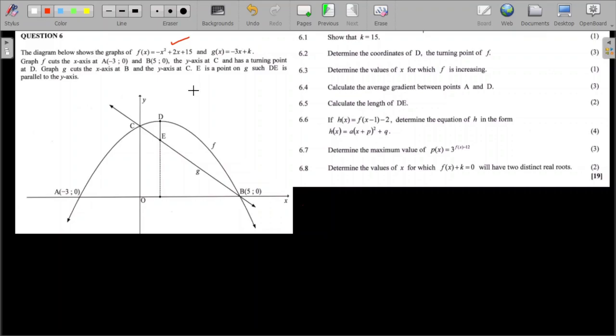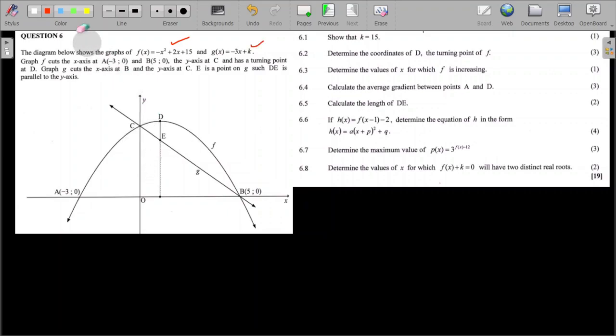They are telling us that the graph cuts the x-axis at the points (-3; 0) and B(5; 0), and the y-axis at C, and it has a turning point at D. The g graph cuts the x-axis at B, f cuts the y-axis at C, and E is a point on g such that DE is parallel to the y-axis.